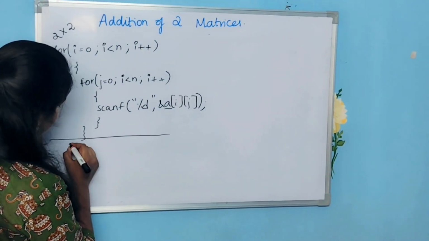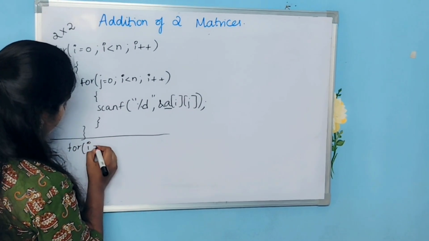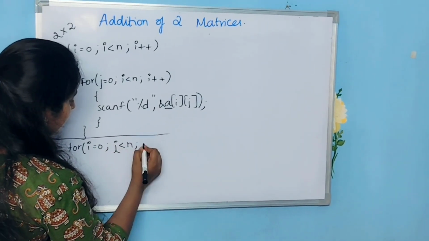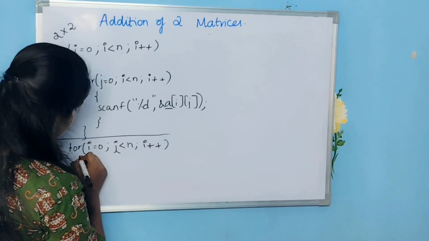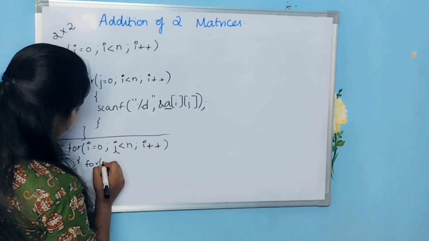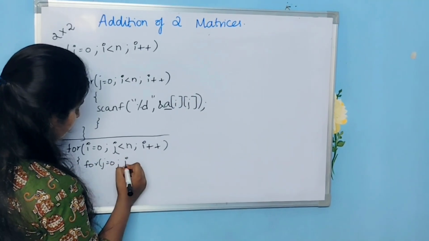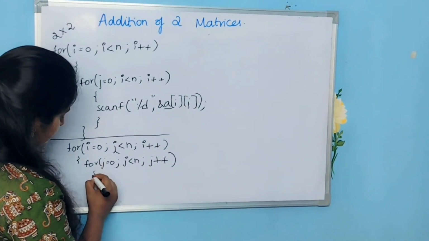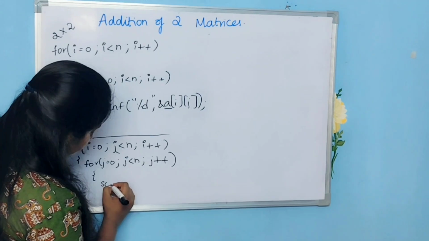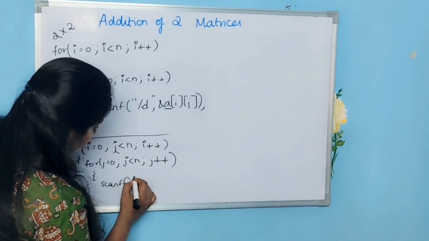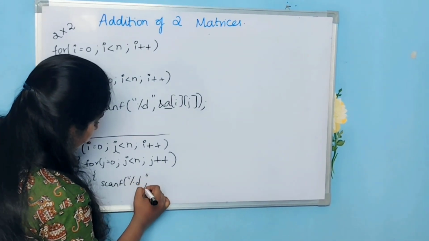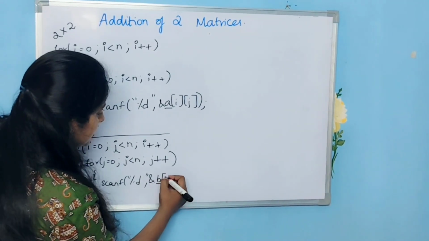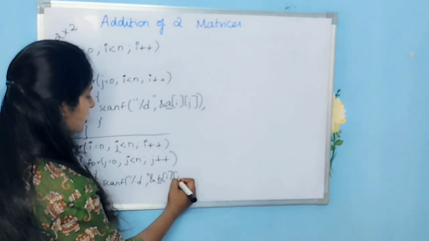So for the second matrix, for i equals 0, i is less than n, i plus plus, and again for j equals 0, j is less than n, j plus plus. Now scanf %d, ampersand of my second matrix, the array name is B, of i j.